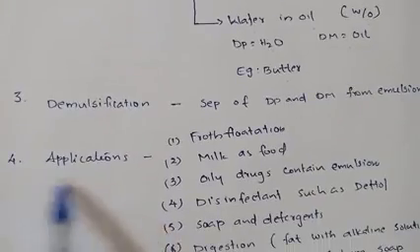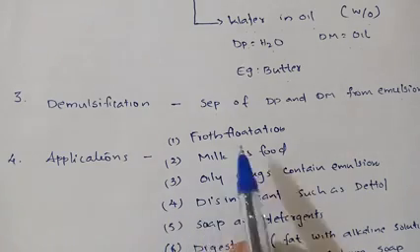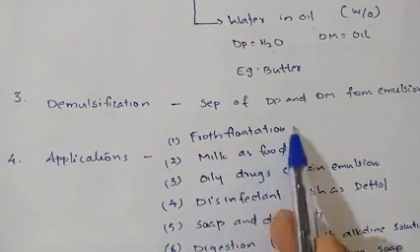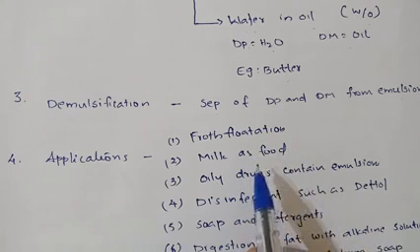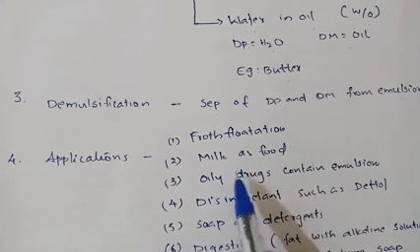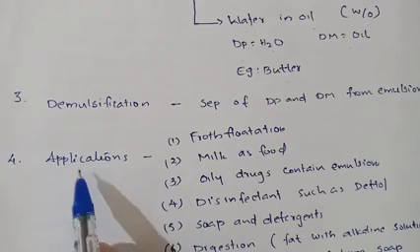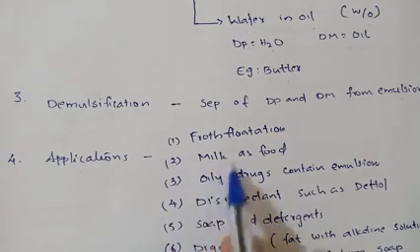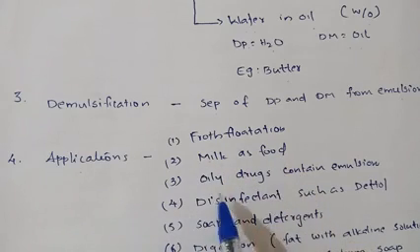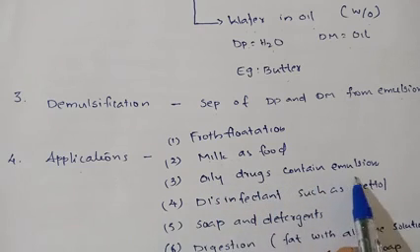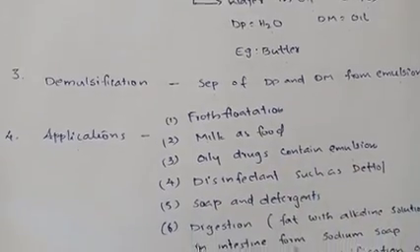And the fourth one is applications. What are the applications of the emulsions, or what are the uses? One of the very important uses is froth flotation. In the next chapter we will be discussing froth flotation in metallurgy. There is one chapter on it, so no need to study more about froth flotation now. Now applications. The second one is milk. We are using milk colloid as food. Clear? Then oily drugs contain emulsion. Certain drugs use the emulsion.